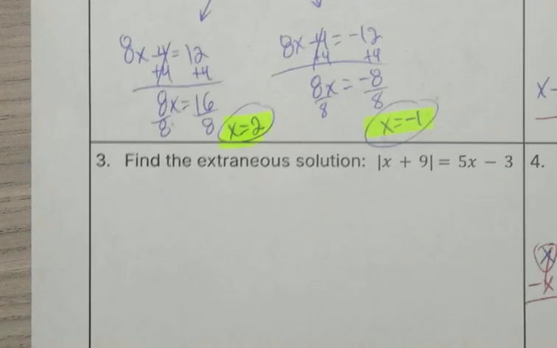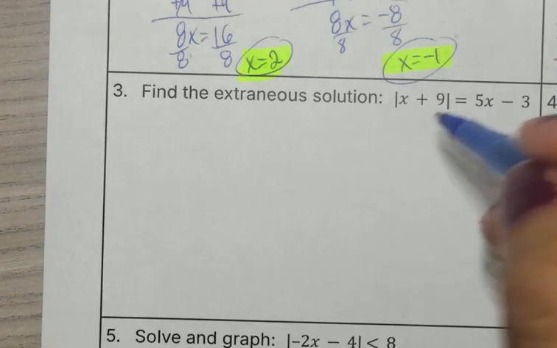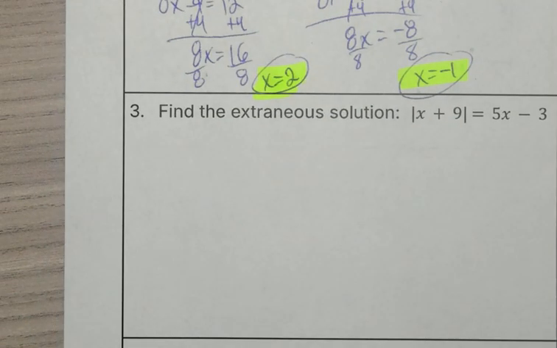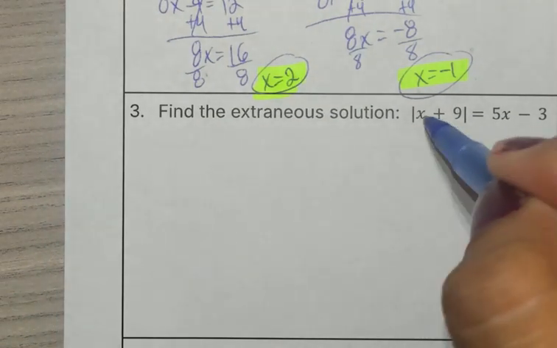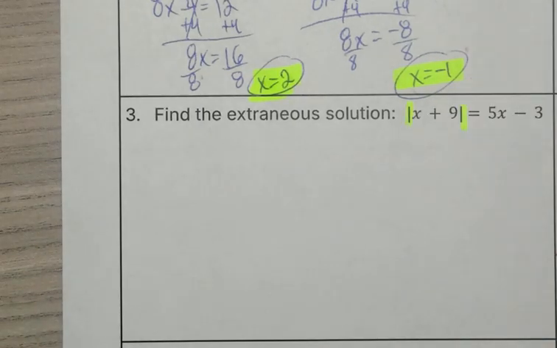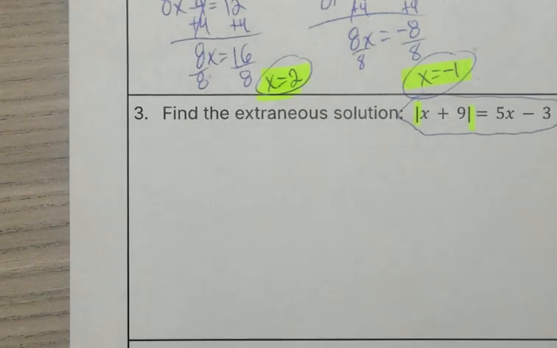All right, the next equation is asking you to solve and find the extraneous solution. So we're still going to go through the process that we did right here. We're going to solve it, but then we have to check which one's the extraneous solution. So you look at what you have and you ask yourself, is the absolute value isolated? In this case, it is. So once it is isolated, now we need to rewrite.